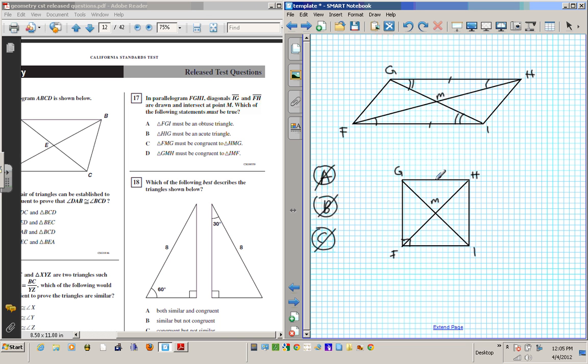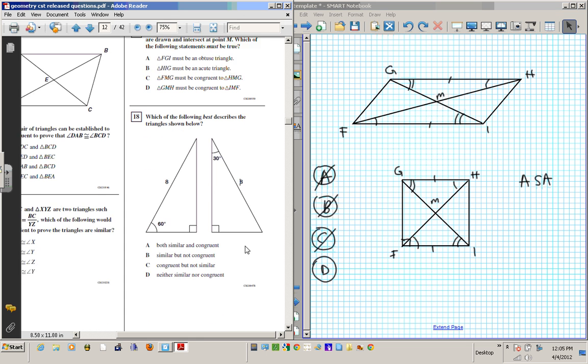Same thing here. That is congruent to that. This angle is congruent to this angle. Let's double that. And that angle is congruent to that angle. Remember, to establish congruency, ASA is one of the options. Okay? So there you have it. So the answer is there. Alright, let's move on to question 18.